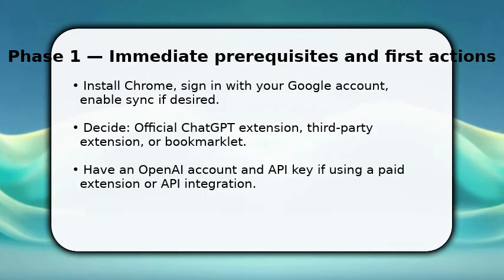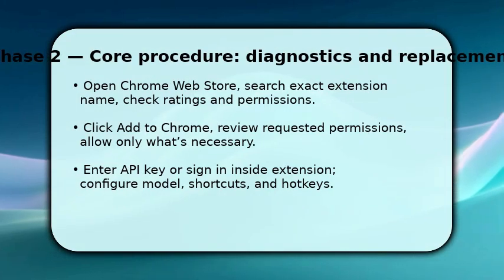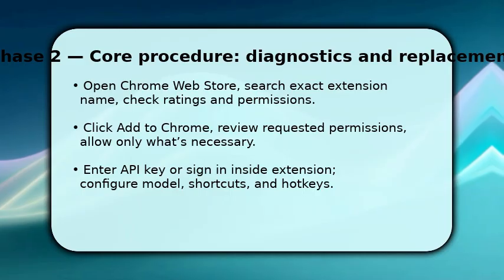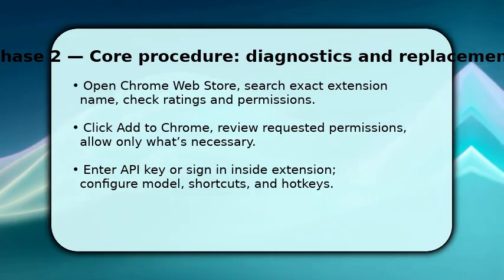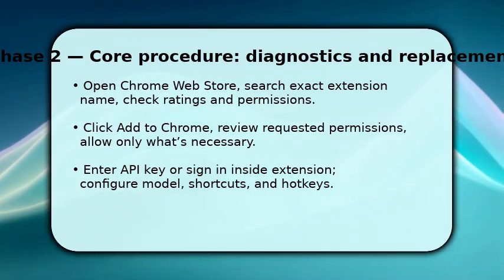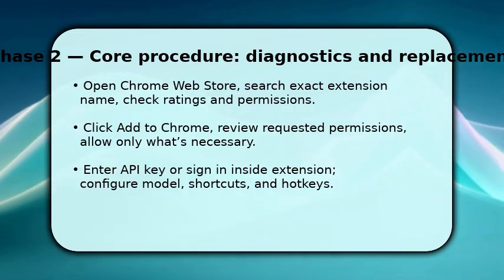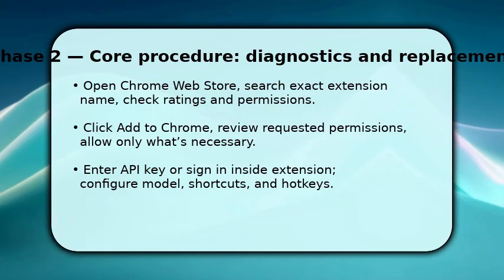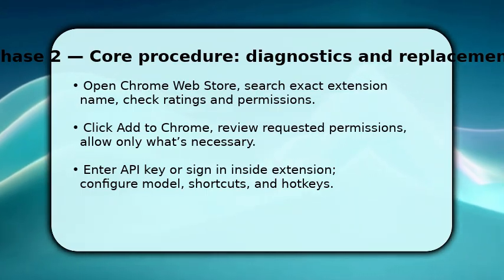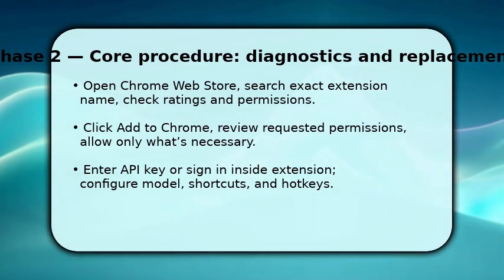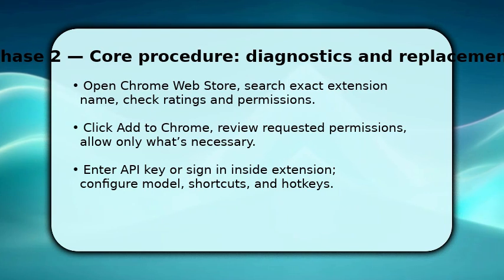Now install and configure. Open the Chrome Web Store, search for the exact extension name, and inspect reviews plus permissions to avoid overreaching access. Once you click Add to Chrome, read the permission prompt and allow only what's necessary. Cancel if it requests unrelated access. After installation, open the extension's options, paste your API key or sign in with OpenAI, and set defaults like model, temperature, and keyboard shortcuts. These settings control behavior and privacy, so adjust them before real use.